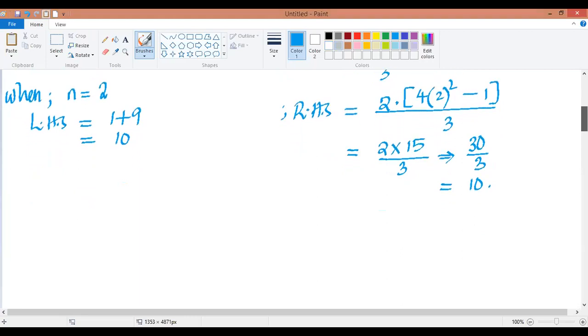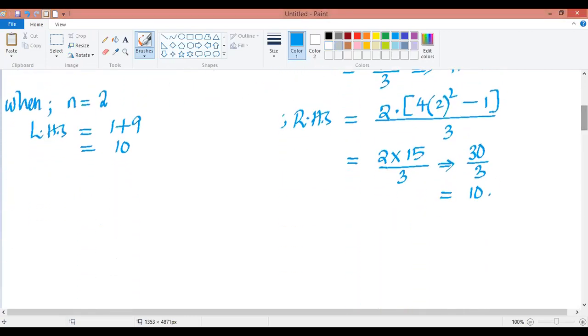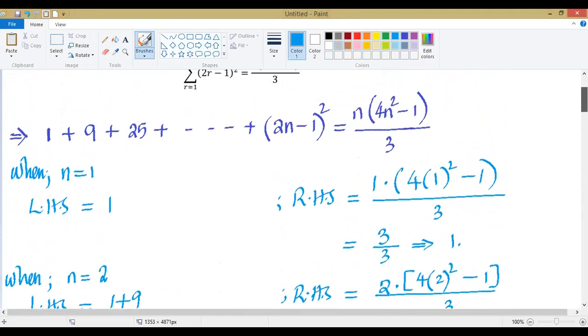Now, having used any two terms and we are safe that the series is true, we can now go to the assumption stage. At the assumption stage, that's when we say, when n is equal to a constant we don't know, assume. Assume true. So if it does hold, what will happen to the series?